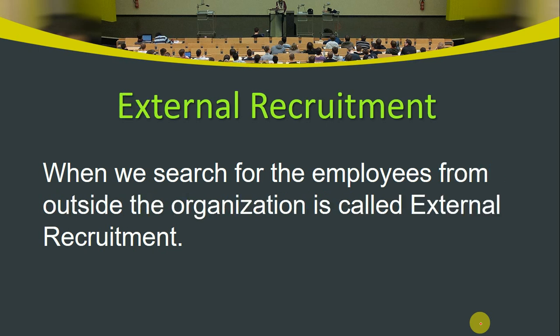The other one is external. When we search for the employees from outside the organization, it is called external recruitment. So external means whenever you look outside of the organization and you find an employee for the recruitment.